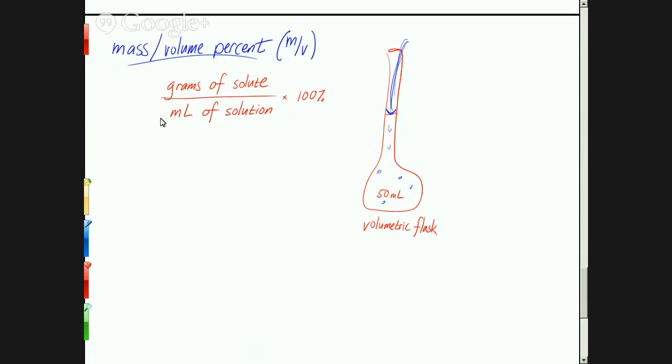All right. So if you have, let's say, 5 grams of KCl in 250 milliliter solution, you can say 5 grams of KCl divided by 250 milliliters of solution times 100% is going to be a 2% solution, mass by volume.